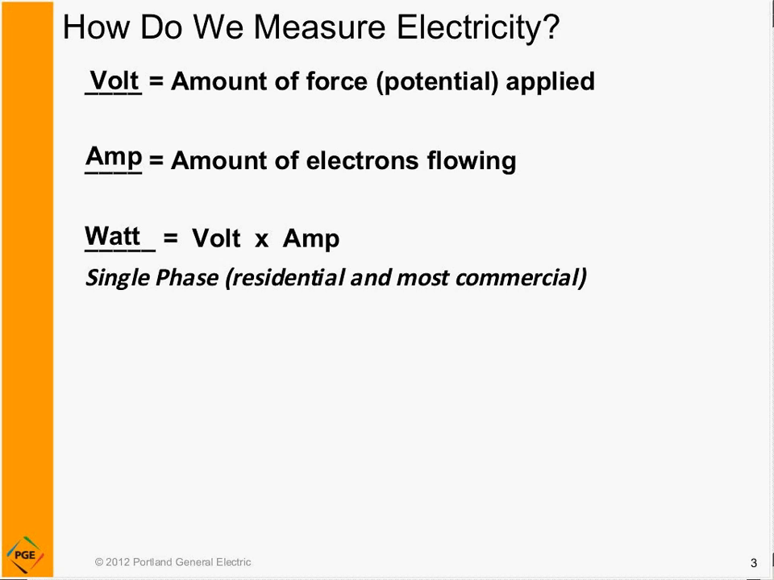On every label of every piece of equipment that you buy or purchase, by code, you will find a label on the box, on the equipment, on the appliance that tells you how many watts this appliance uses.